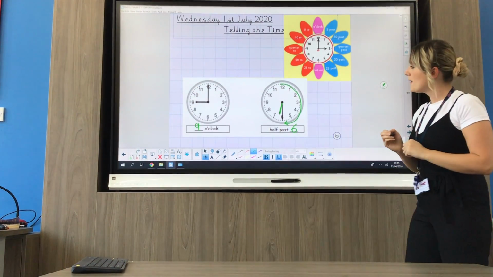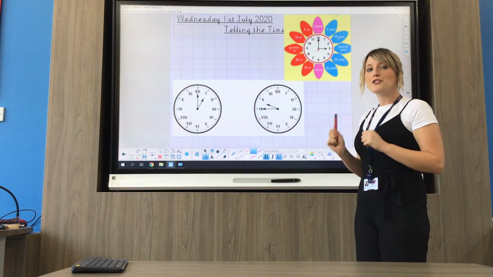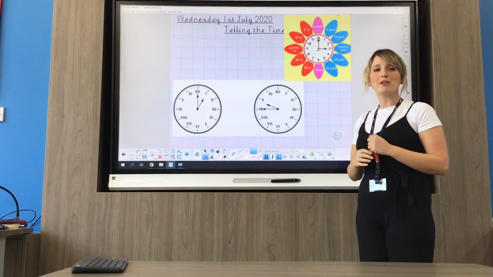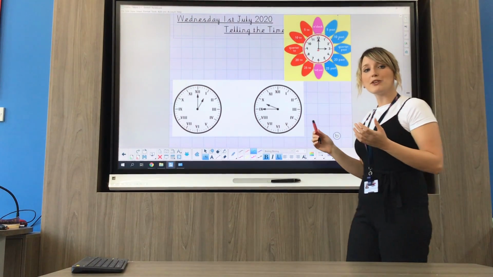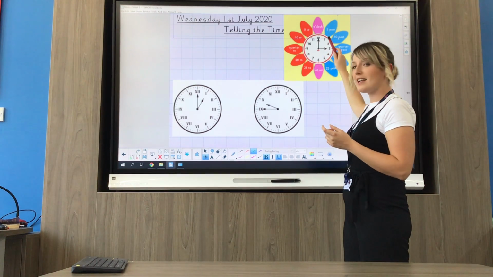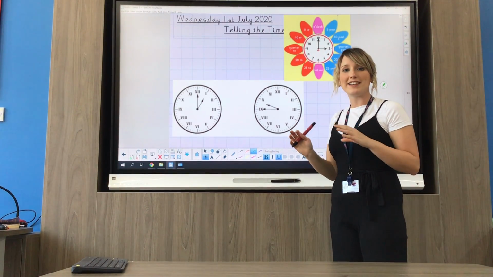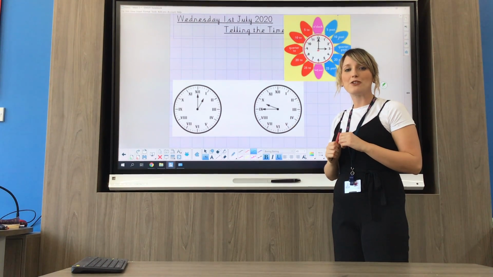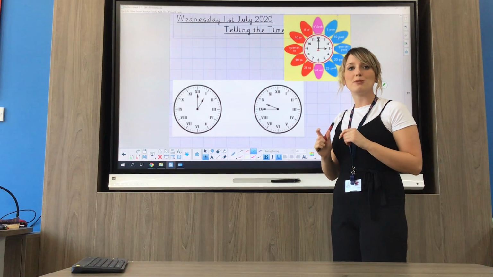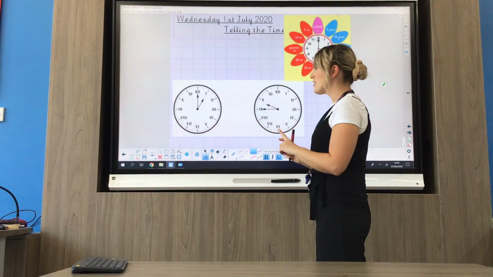Now some of you have got clocks with Roman numerals on. Don't panic, I know we haven't learned Roman numerals just yet, but it's fine because you can just use your imagination and pretend it's an ordinary clock with ordinary numbers. If you want to be extra amazing, as an extension task, you could perhaps research some Roman numerals, and there's a great song on YouTube that will help you learn them. But for this activity, just use your imagination.